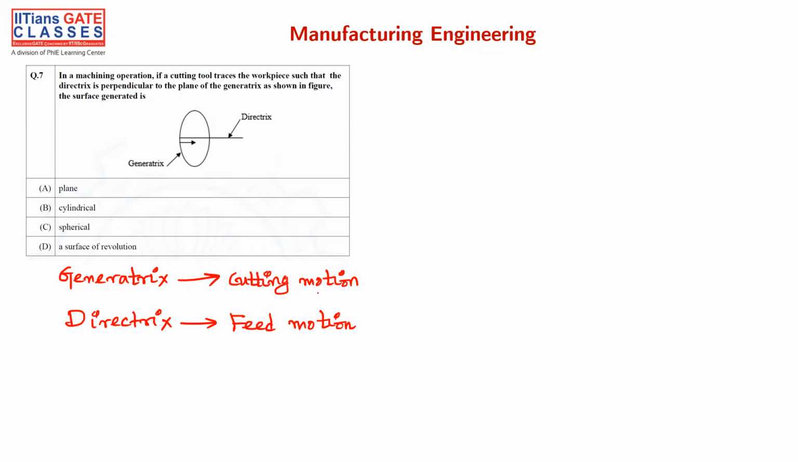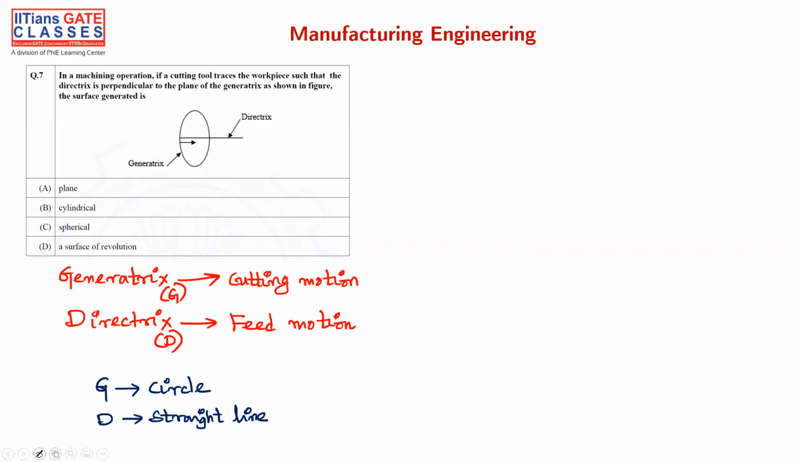So now here, what is given? Generatrix is given as a circle. Let's denote the generatrix as G and the directrix as D. G is given as a circle, and D is a straight line. Now, what is the surface generated? How can you draw that? Simply, you keep on replicating the circles in the directrix direction.